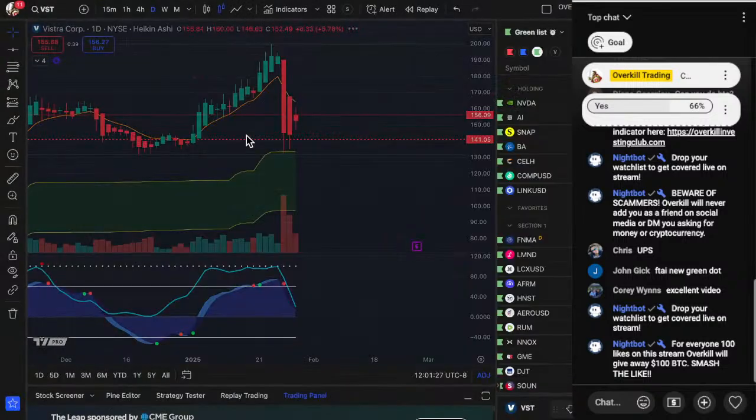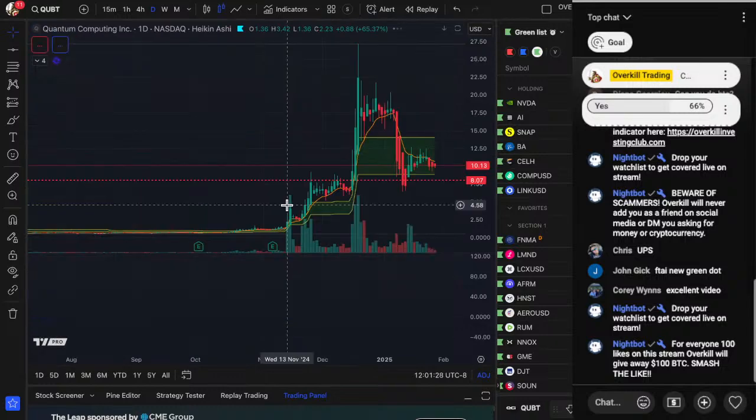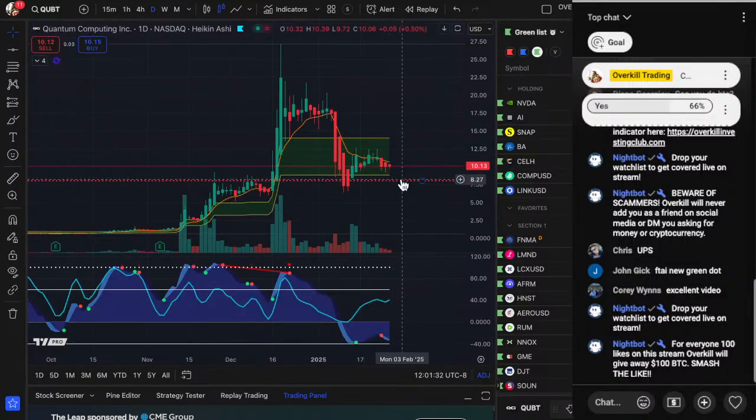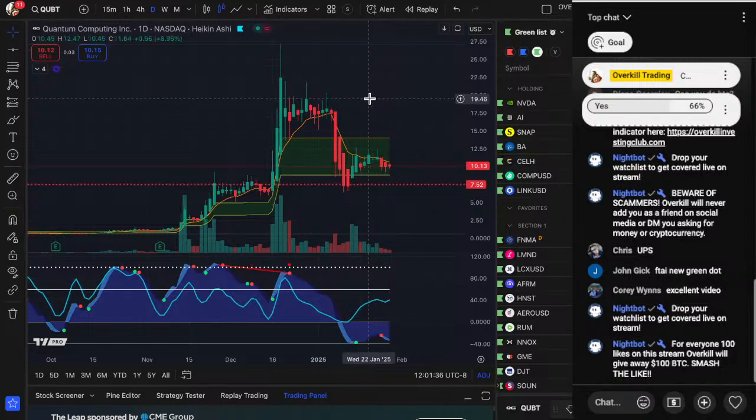QUBT. This one's sitting in the golden zone. Just wait for the green dot to take action, but this one's having a hard time. You want to set your stop loss at 750 on this one.